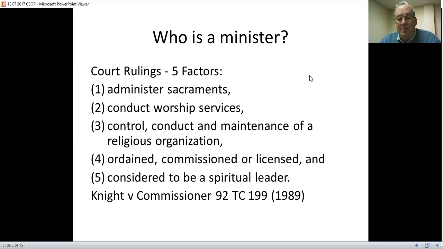The other 4 items, it's a preponderance of the evidence situation as to how much of it you have to do. So, for example, if you are an administrator in a church school or a school of theology, you may not be administering sacraments. You may not be conducting worship services.